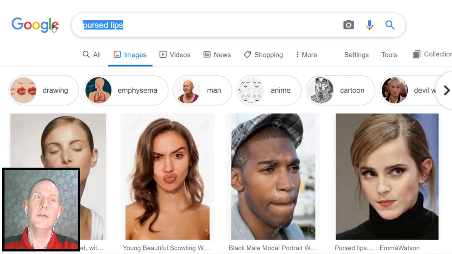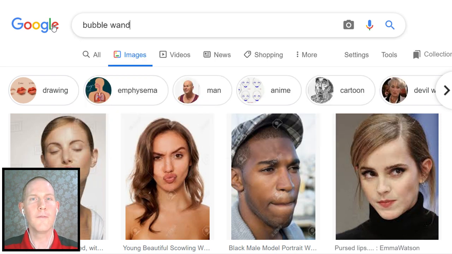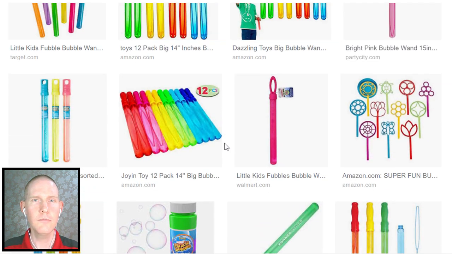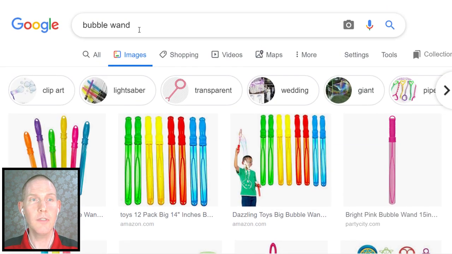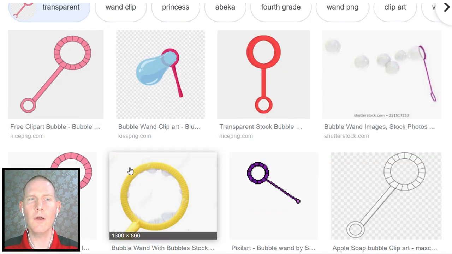Let's see, bubble wand. How about that? Bubble wand. Okay, aha. So maybe we'll put in this. We'll say, there we go. Maybe we'll try that. So this is a wand, right?